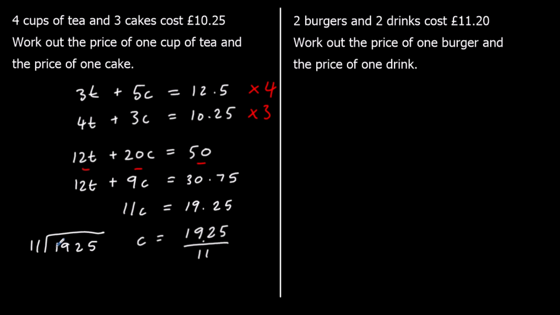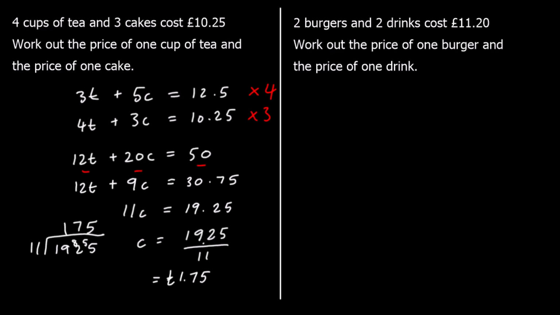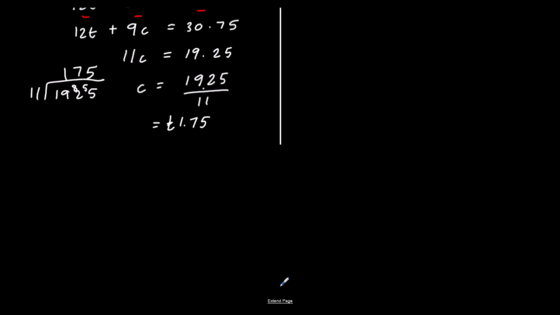So how many 11s go into 1? That's none. How many 11s go into 19? 1 with 8 left over. How many 11s go into 82? 7 makes 77. So there's 5 left over. How many 11s go into 55? 5. So a cake costs £1.75. And then we can use that to find the price of a tea.